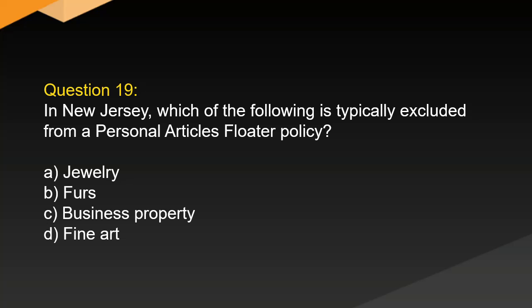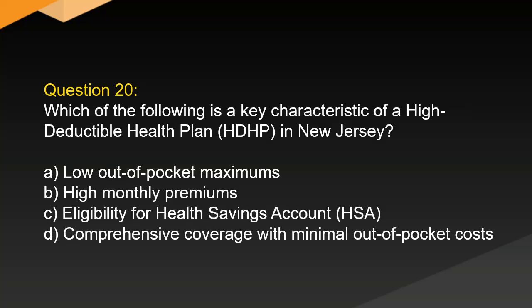Question 19. In New Jersey, which of the following is typically excluded from a personal articles floater policy? A. Jewelry. B. Furs. C. Business property. D. Fine art.